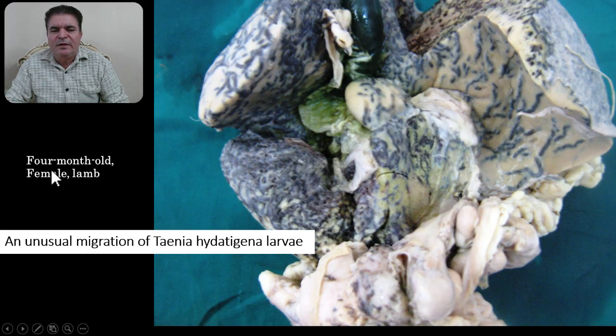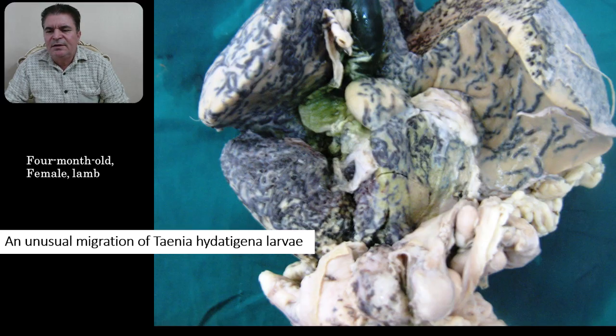Liver from a 4 months old female lab was referred to our pathology department, Shahrekord University, and there were severe migratory tracts on the surface and cut section of the liver.